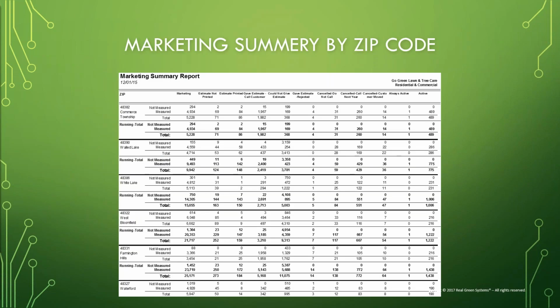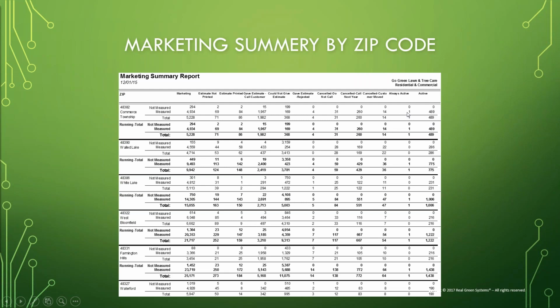So going and looking at your marketing summary report by zip code will allow you to see what zip codes do I want to target. Like here, for instance, this is a marketing summary report. It gives you the zip code on the left side, the city name, and then as you move over to the right, you've got marketing data that's already in the system, how many are not measured, how many are measured. You have your estimates given through the estimate process. You have cancel customers, and you have your active customers all the way to the right.